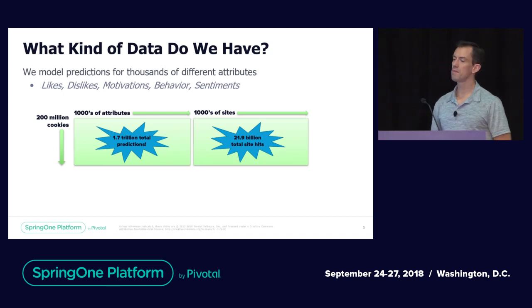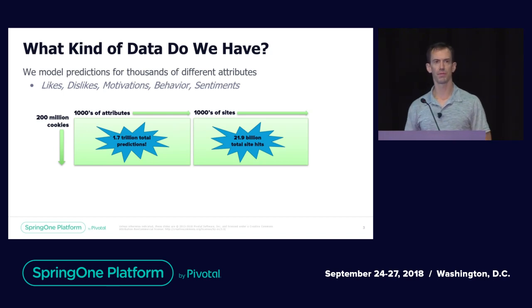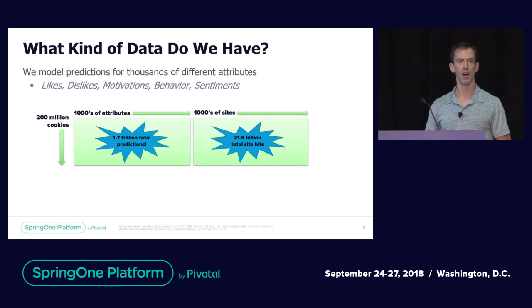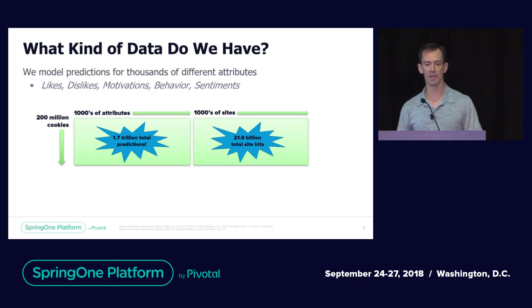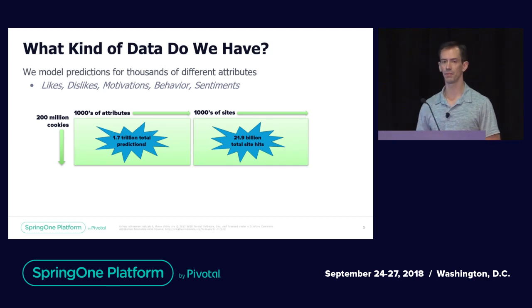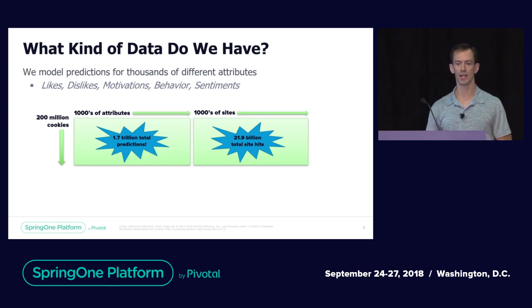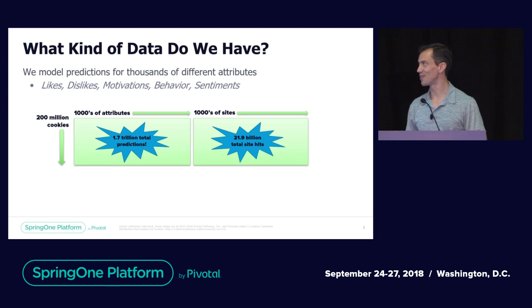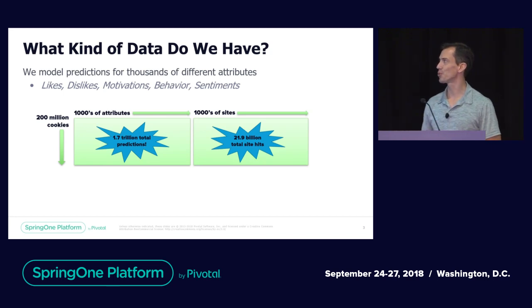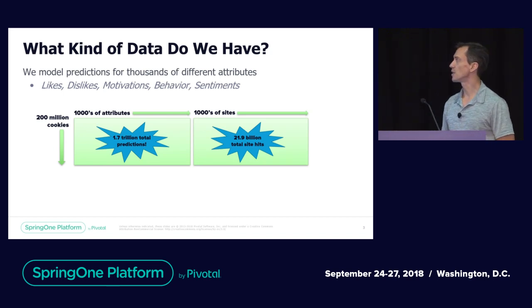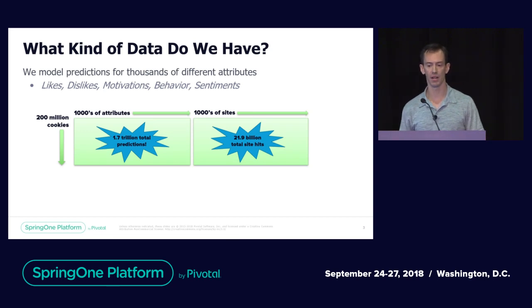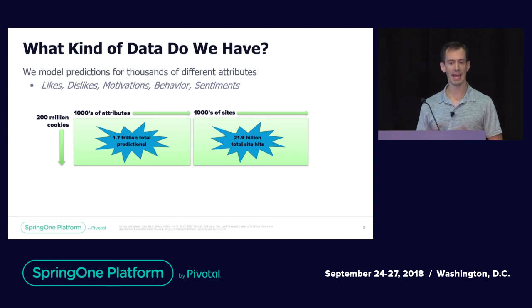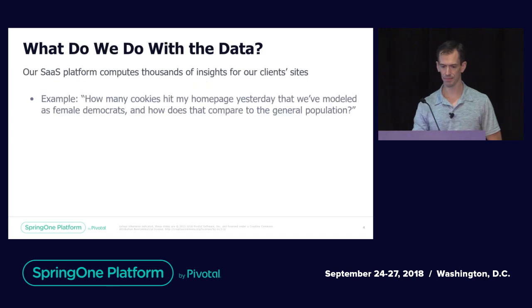We model 10 million cookies every day for a total of 200 million cookies modeled online, ready to query at any moment across those thousands of different attributes. We then track those across thousands of different sites. So in terms of our large numbers, we have 1.7 trillion total predictions online, 22 billion total site hits online, ready to be queried and analyzed within seconds.